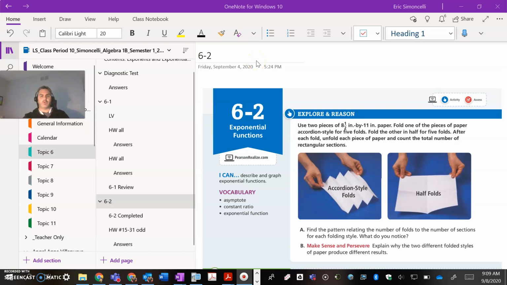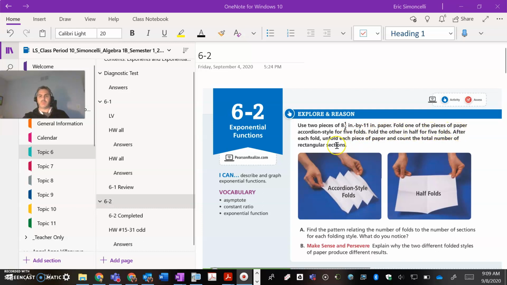Hello students, today we're going to be taking a look at section 6-2 entitled Exponential Functions. Our notes for today, and this is from your textbook as well, give you a nice modeling of what is going to take shape thanks to the lesson. It says use two pieces of 8.5 inch by 11 inch paper.